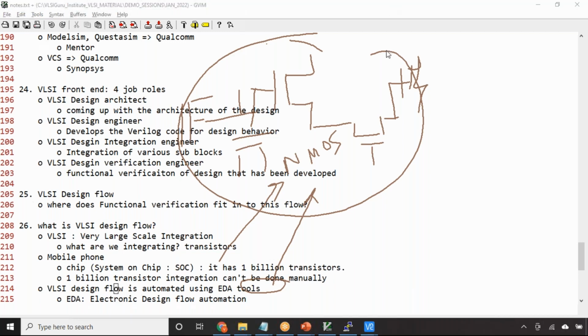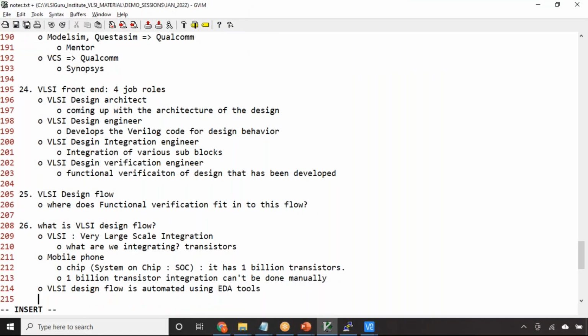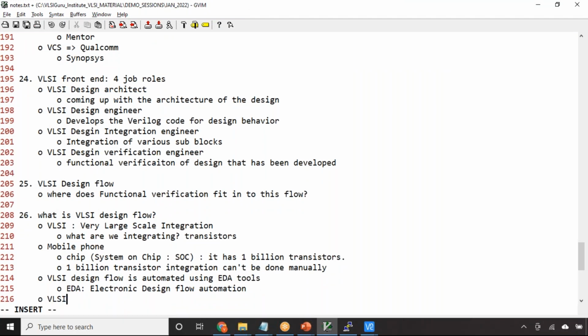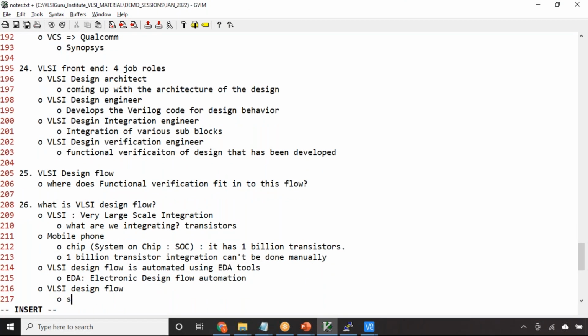The VLSI design flow starts with understanding the requirements. What do we require out of the chip? Finally, let's say a mobile phone, what do you require? I want this kind of display. I want this many megapixel camera. I want a USB 3.0 port. I want this kind of audio system. That is what we call the requirements.